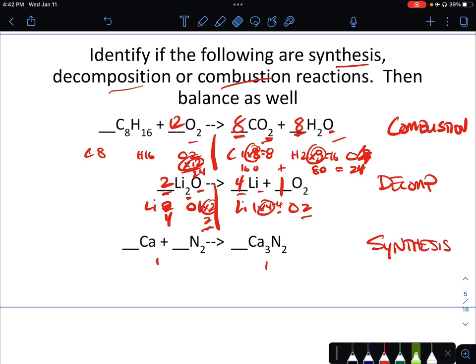All right, let's get this last one. All right, so Ca is 1, N is 2. All right, Ca is 3, N is 2. N's are good, Ca's I need times 3. Perfect. Boom, boom. Put some 1s right there. Oh, let me make that one a little better. All right. And go 1 right there. All right. So those are combustion or decomp and or synthesis reactions.